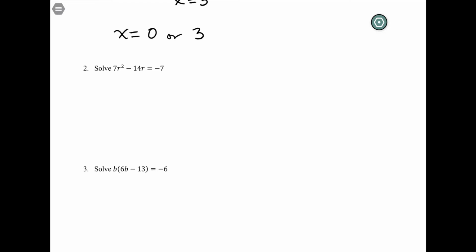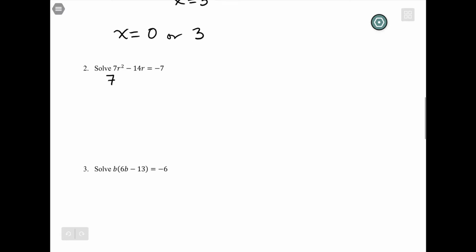Okay, number 2, not really so nicely set up for me. So what I'm seeing is it is quadratic. I see that r squared. A quadratic may or may not have an r as well, but it definitely should have the square on the variable and no higher power on the variable. So if I want to use my new trick, I have to have this thing equal to 0.